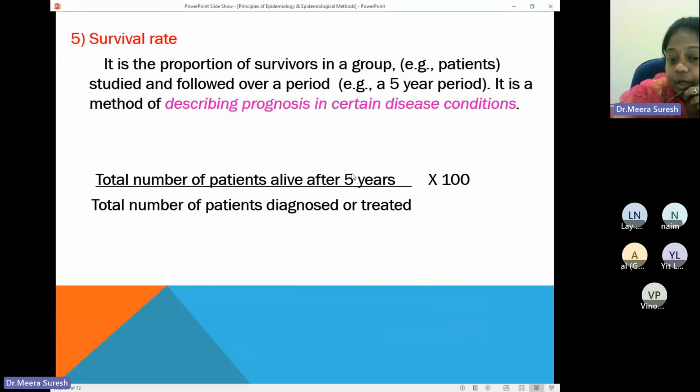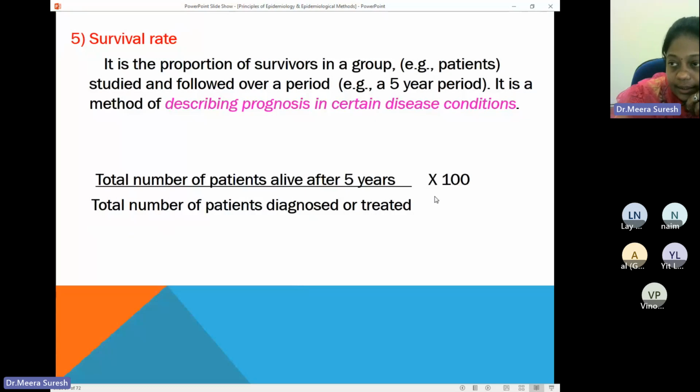Total number of patients alive after 5 years. They have just given the span of 5 years, which indicates the disease we are mentioning is a very serious one, or it can cause death, but not like an acute infectious disease, more of a chronic condition. Cancer will be the best example. Total number of patients diagnosed or treated, into 100. That gives the survival rate.